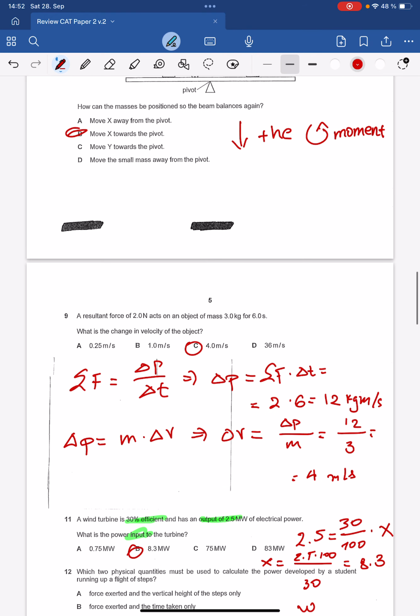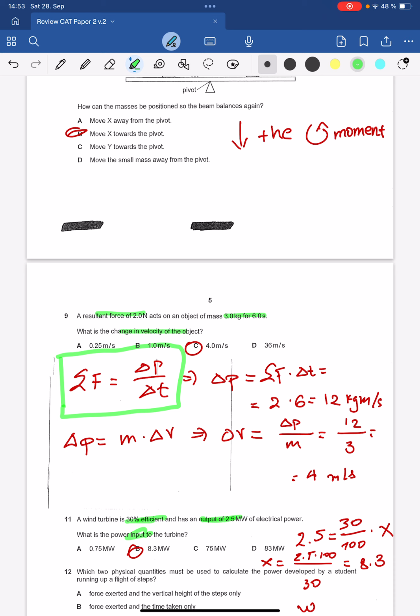Question 9, a resultant force, I haven't highlighted anything here. A resultant force of 2 newtons acts on an object of mass 3 kilograms for 6 seconds. What's the change in velocity? Every time you hear about resultant force and time, okay, you need this formula: Newton's second law in the general formulation. Sigma F, the resultant force, is equal to the change in momentum over change in time. Very important for both papers, okay?